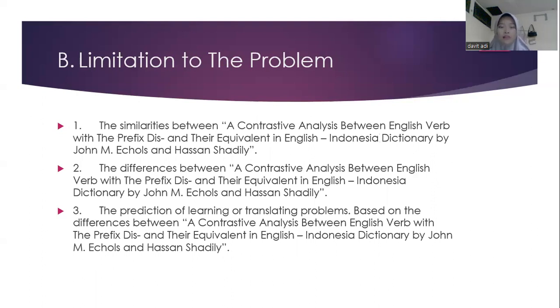Number 1 is the similarities in a contrastive analysis between English verbs with the prefix dis- and their equivalents in the English-Indonesian Dictionary by John M. Echols and Hassan Shadily. And the second is the differences. And the third is the prediction of learning or translating problems based on the differences in a contrastive analysis between English verbs with the prefix dis- and their equivalents in the English-Indonesian Dictionary by John M. Echols and Hassan Shadily.